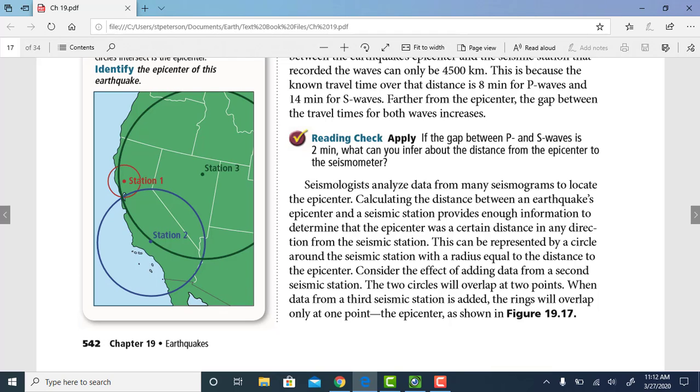Seismologists analyze data from many seismograms to locate the epicenter. Calculating the distance between an earthquake's epicenter and a seismic station provides enough information to determine that the epicenter was a certain distance in any direction from the seismic station. This can be represented by a circle around the seismic station with a radius equal to the distance to the epicenter. Consider the effect of adding data from a second seismic station. The two circles will overlap at 2 points. When data from a third seismic station is added, the rings will overlap only at 1 point, the epicenter, as shown in Figure 19.17.